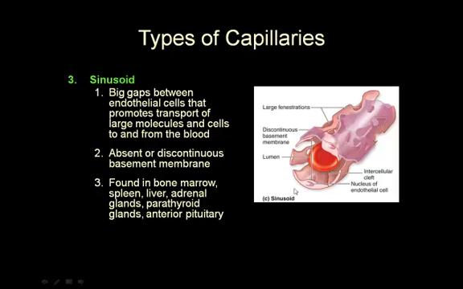They're mostly found in regions, again, where you would expect large cellular movement or large molecule movement to occur, things such as the bone marrow, which is where we're getting all of our blood cell generation, as well as in the spleen, the liver, the adrenal glands, the parathyroid glands, and the anterior pituitary. And so these sinusoid capillaries have a somewhat interesting architecture, but that architecture is necessary to allow large molecules and cells to move where needed.